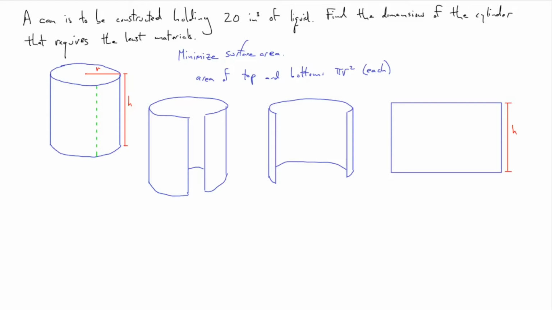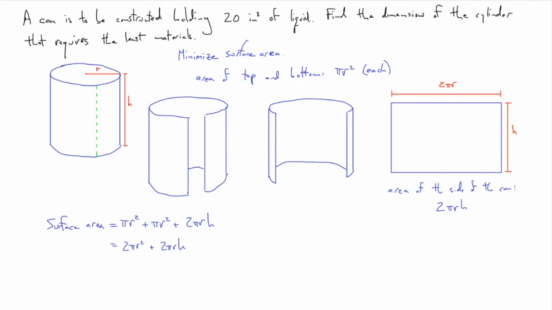The width of the rectangle is slightly trickier, but it comes from going around the length of the top of the can, or the circumference of the circle that is the top of the can. And the circumference of a circle is 2 pi times the radius. And that gives us an expression for the area of the side of the can. It's 2 pi r times h, length times width, or height times width of the rectangle. And putting that all together, we've now come up with an expression for the surface area. It's 2 pi r squared plus 2 pi r h when you add the top, the bottom, and the sides.